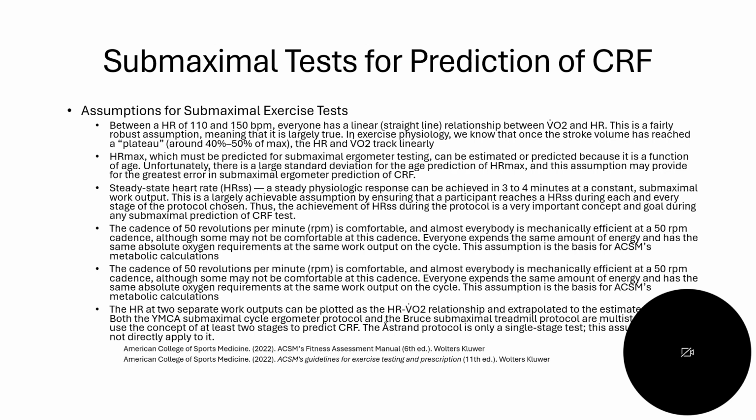5, pedaling at 50 RPMs is generally comfortable and highly efficient for most people, though it's not a universal favorite. ACSM's metabolic calculations are built on the foundational assumption that anyone doing the same amount of cycling work, regardless of their comfort level, will burn the exact same amount of energy and need the same amount of oxygen.